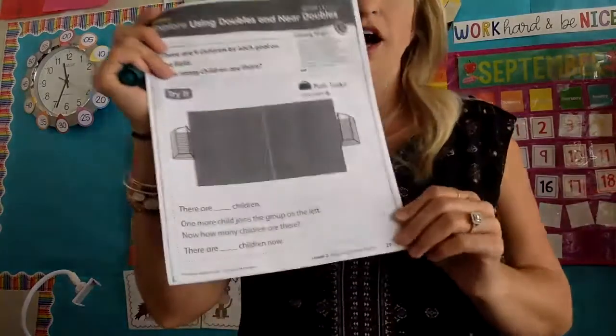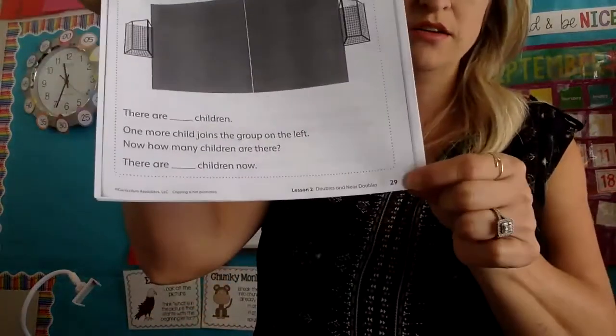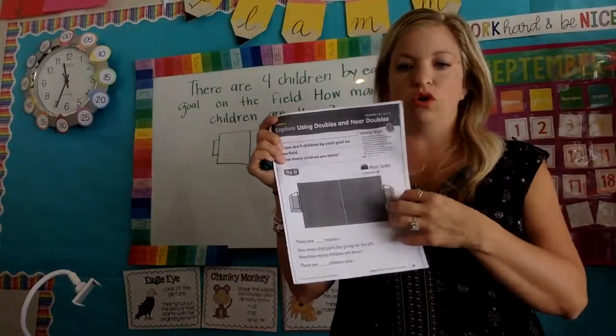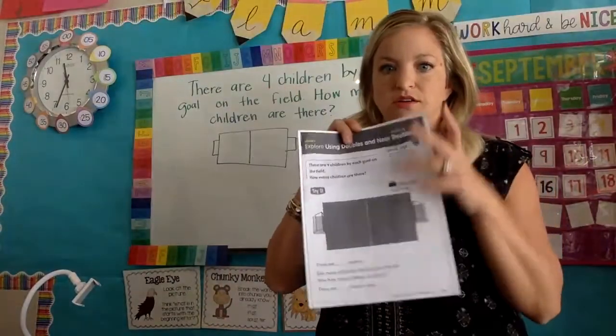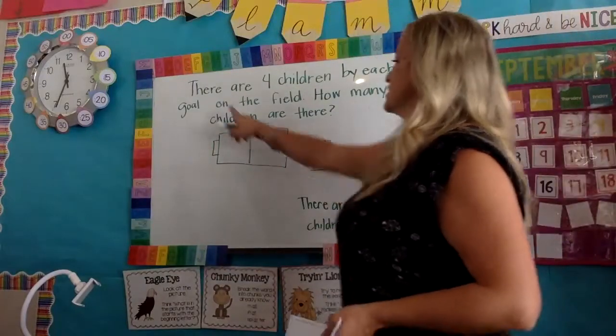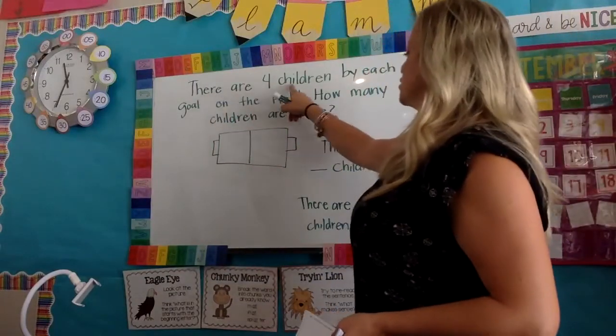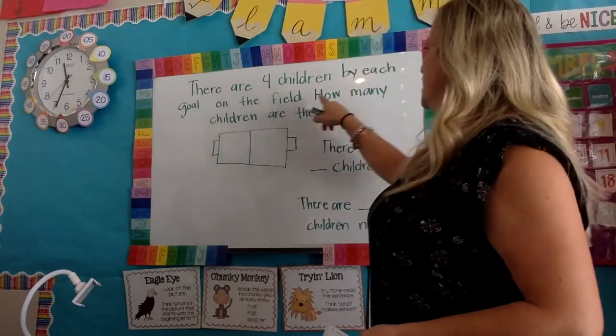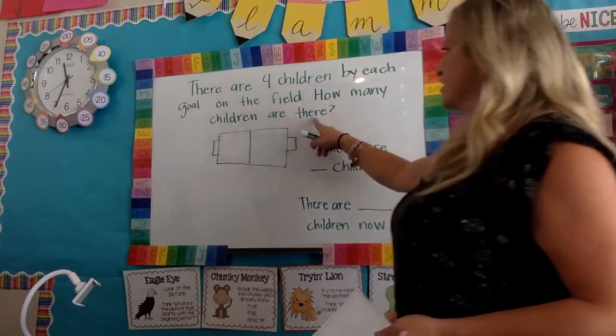All right, so I'm on page 29. So open up to page 29 in your books. You have this little goal here. If you need to pause, please do so. I've written up the first problem on the page. It says, there are 4 children by each goal on the field. How many children are there?